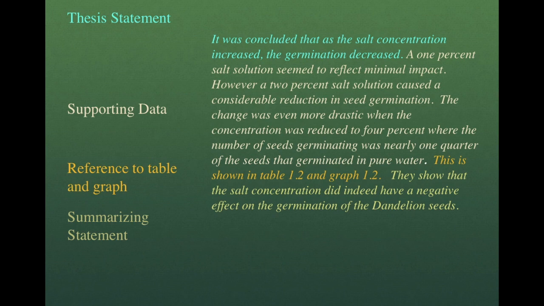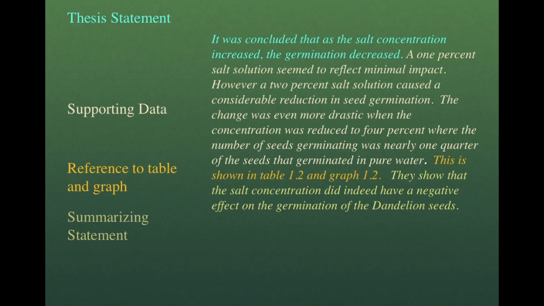Now, all of this is the data analysis section. It was concluded that as the salt concentration increased, the germination decreased. A 1% salt solution seemed to reflect minimal impact. However, a 2% salt solution caused a considerable reduction in seed germination. The change was even more drastic when the concentration was increased to 4%, where the number of seeds germinating was nearly 1/4 of the seeds that germinated in pure water. This is shown in table 1.2 and graph 1.2. They show that the salt concentration did indeed have a negative effect on the germination of dandelion seeds.